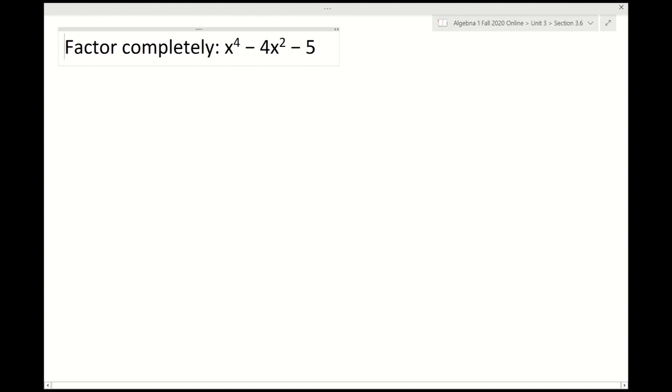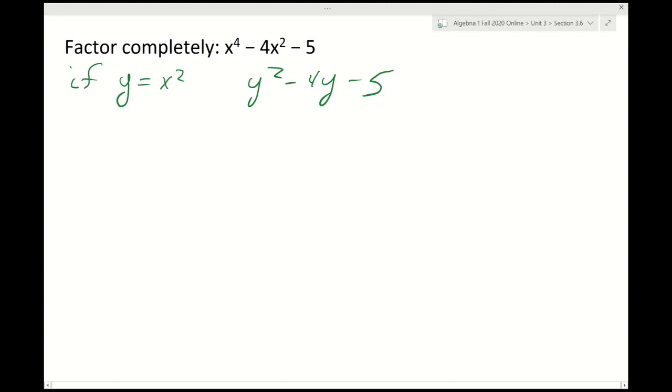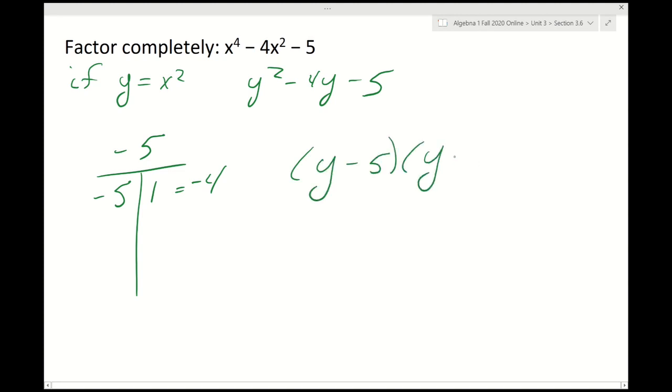Now, in this case, we can still use the technique that we had earlier. If we say something like, if y is x squared, then this becomes y squared minus 4y minus 5. At that point, all we need to do is look for the factors of a negative 5 that add to negative 4. And that gives me a negative 5 and a 1. So I can write this as y minus 5, y plus 1. And then I put my x squared back in. And I'm done.